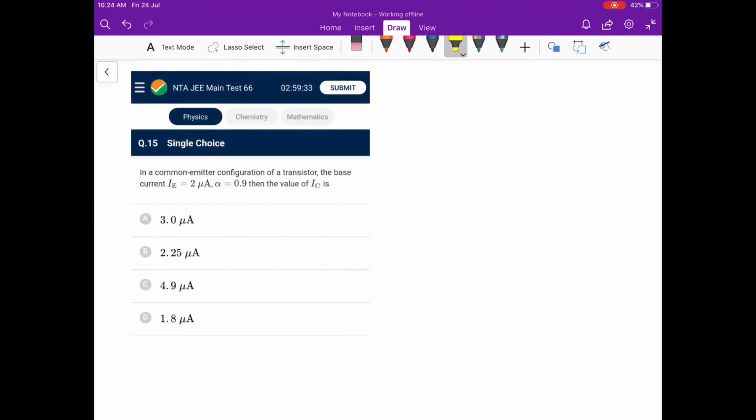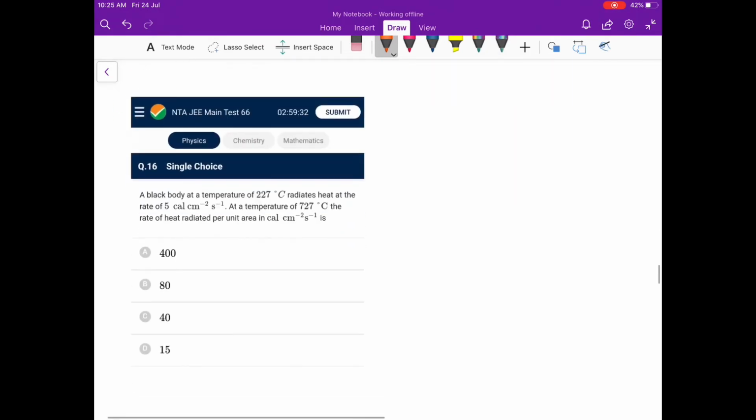Now the 15th one: in a C configuration of transistor, the base current IE, it should be emitter current I suppose, IE is 2 microamperes, alpha is 0.9, then the value of IC is. What we know, alpha is IC by IE, so IC would be IE times alpha. So it is 2 into 0.9, which is 1.8 microamperes. So it is option D. It should be emitter current, it is written wrongly here.